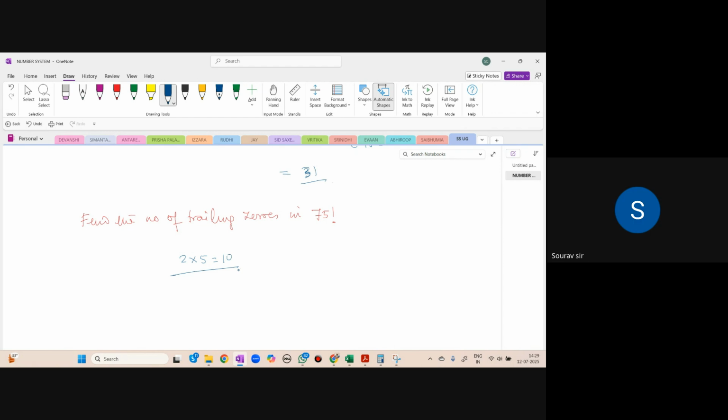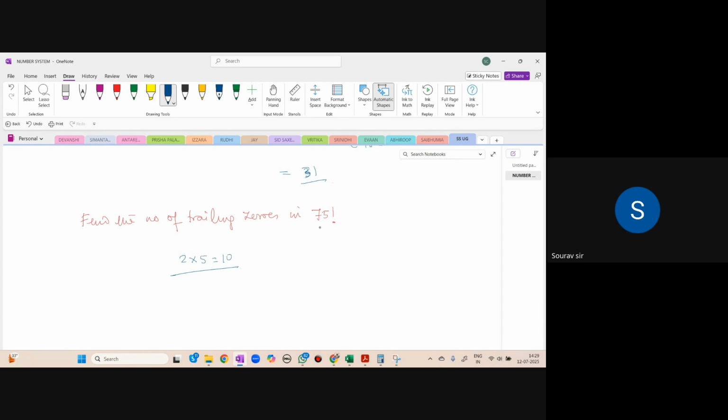Exactly. Very good. So the zero comes because of 10. Any number that you multiply with 10 will give you a zero at the end. If you multiply 100, you'll get 2 zeros at the end. So it is like that. So that means that 10 effectively means 2 into 5. So each 2 and 5 will give you a 10.